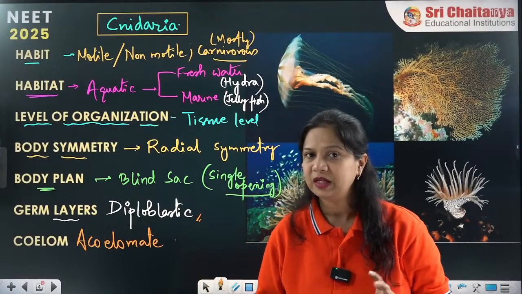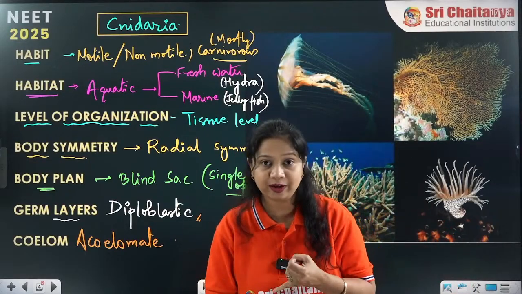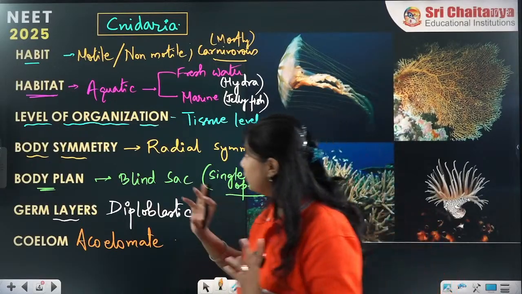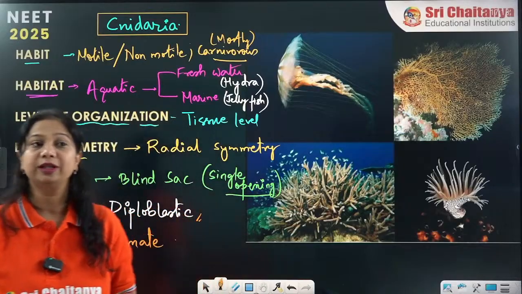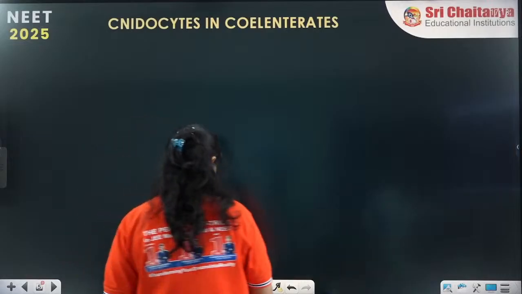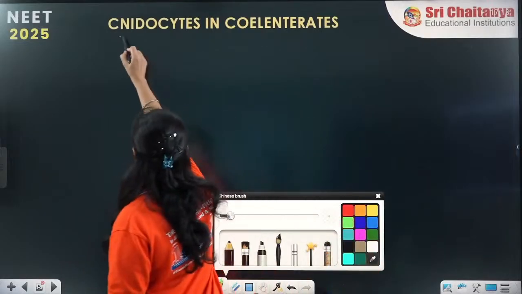Now, there are various general characteristics which you have to study for each and every phylum. You are going to study this for Porifera, for Coelenterata, even for other organisms also. Now we are coming to a special characteristic about the cnidarians. What is that special characteristic? That special characteristic is the cnidocyte cell.